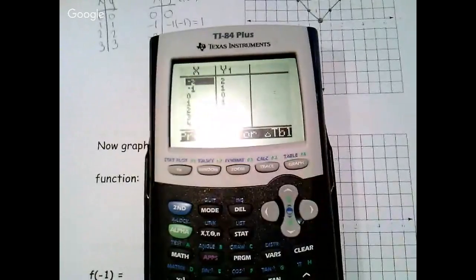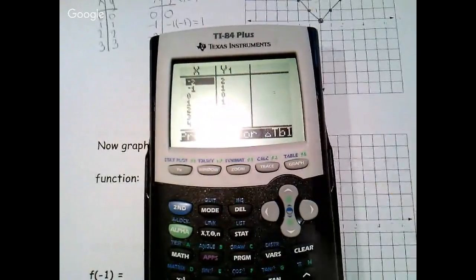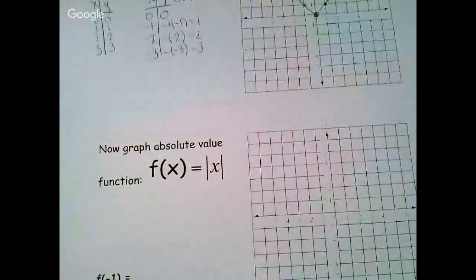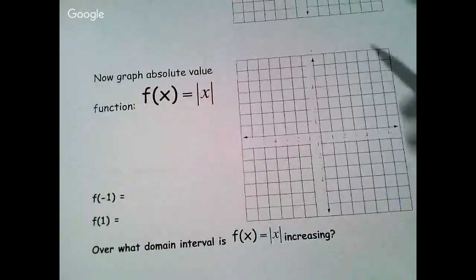I want you to take a moment to graph this function, please. Find out what f of -1 is and what f of 1 is, and over what domain interval is the function increasing. Okay, I want you to take a moment, pause the video, and do those things for me right here.